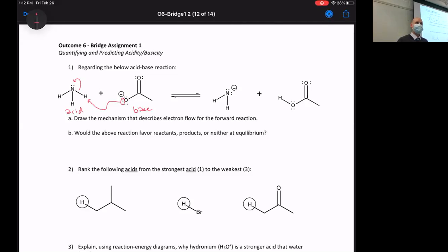O minus. Yeah, O minus, oxygen's more electronegative than nitrogen. They're within the same row. So O minus is more stable than N minus. Furthermore, this is an O minus with resonance. So it's an extra stable O minus compared to a normal N minus. So absolutely, by a large majority, we are going to favor the reactants in this reaction.